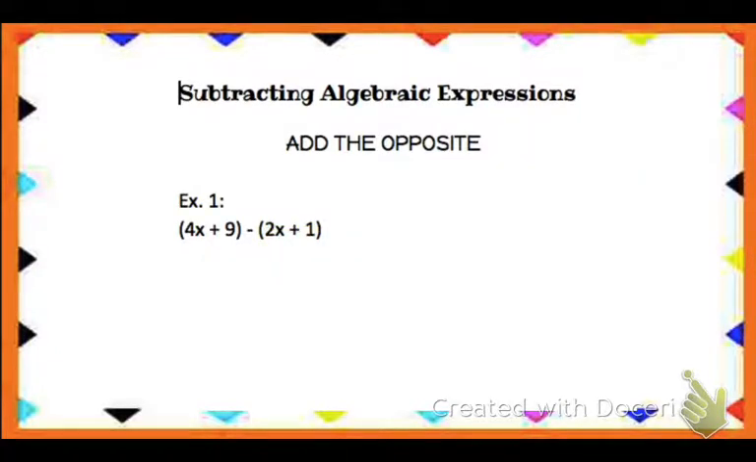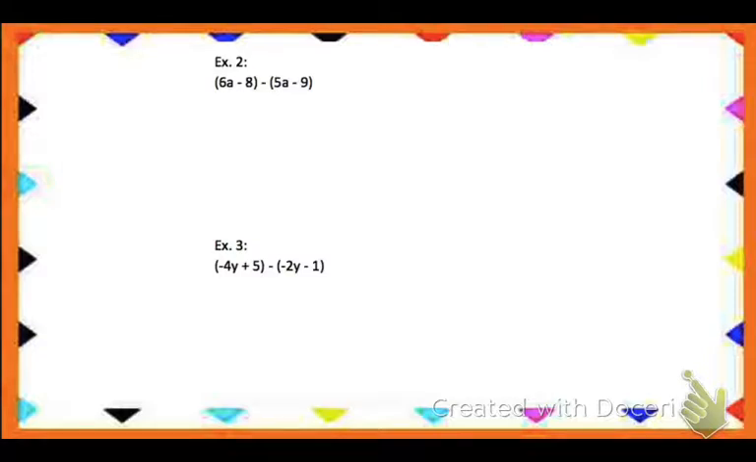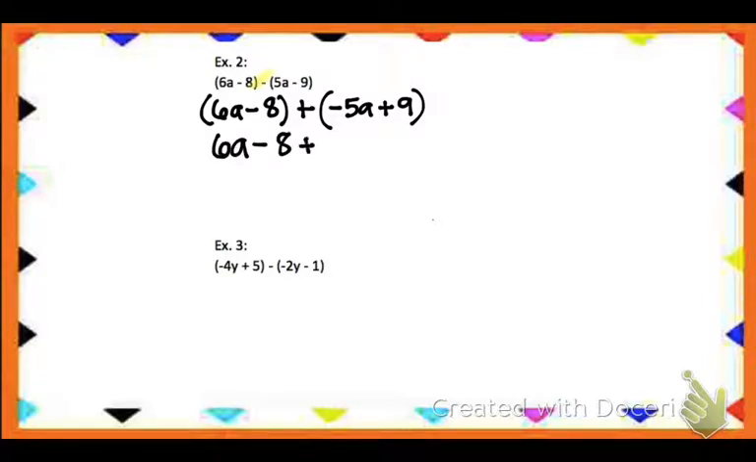Let's try example 2. First up, notice that subtraction sign in the middle. We cannot ignore this subtraction sign. So we're going to keep, change, and then the opposite of positive 5a minus 9 will be negative 5a plus 9. Now I can add my like terms. So I'm going to have 6a minus 8 plus negative 5a plus 9.